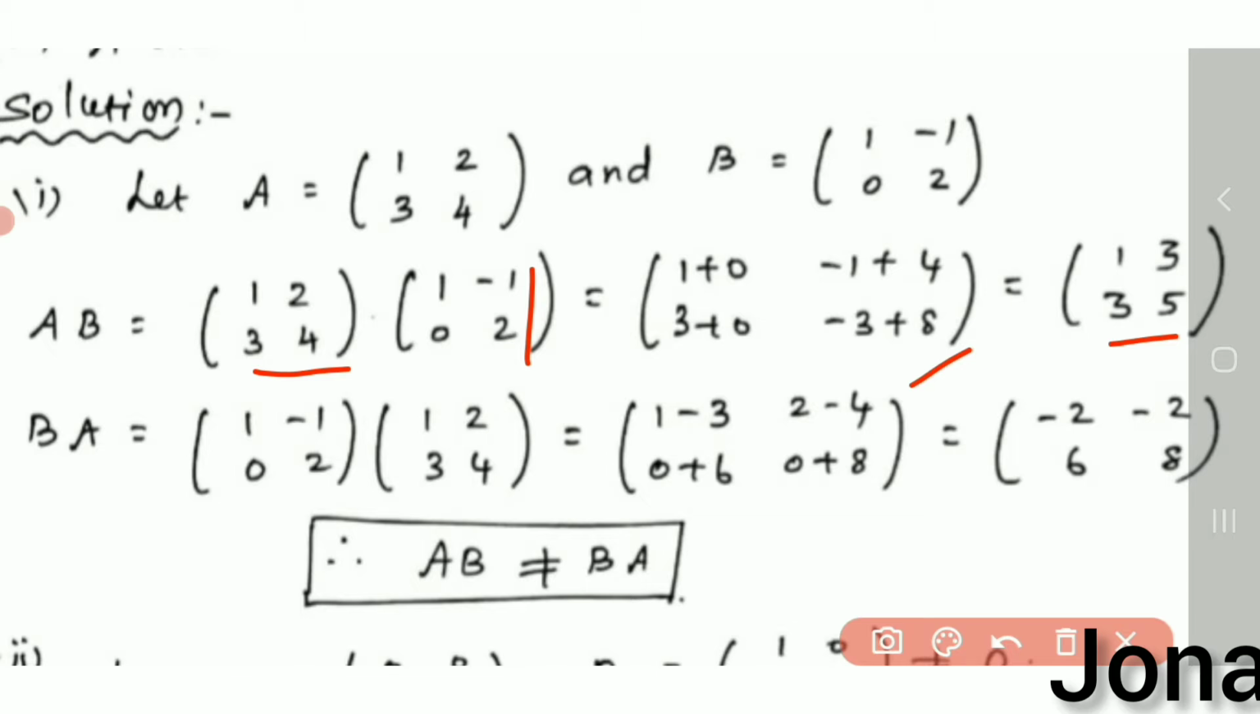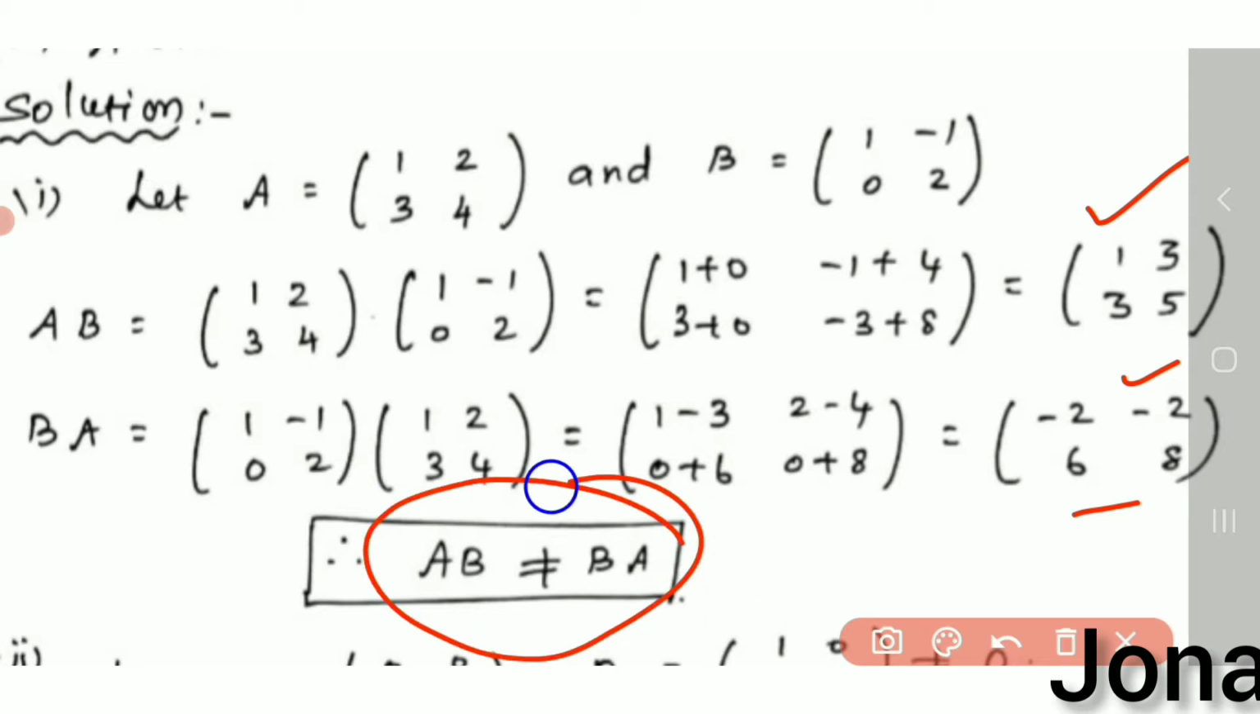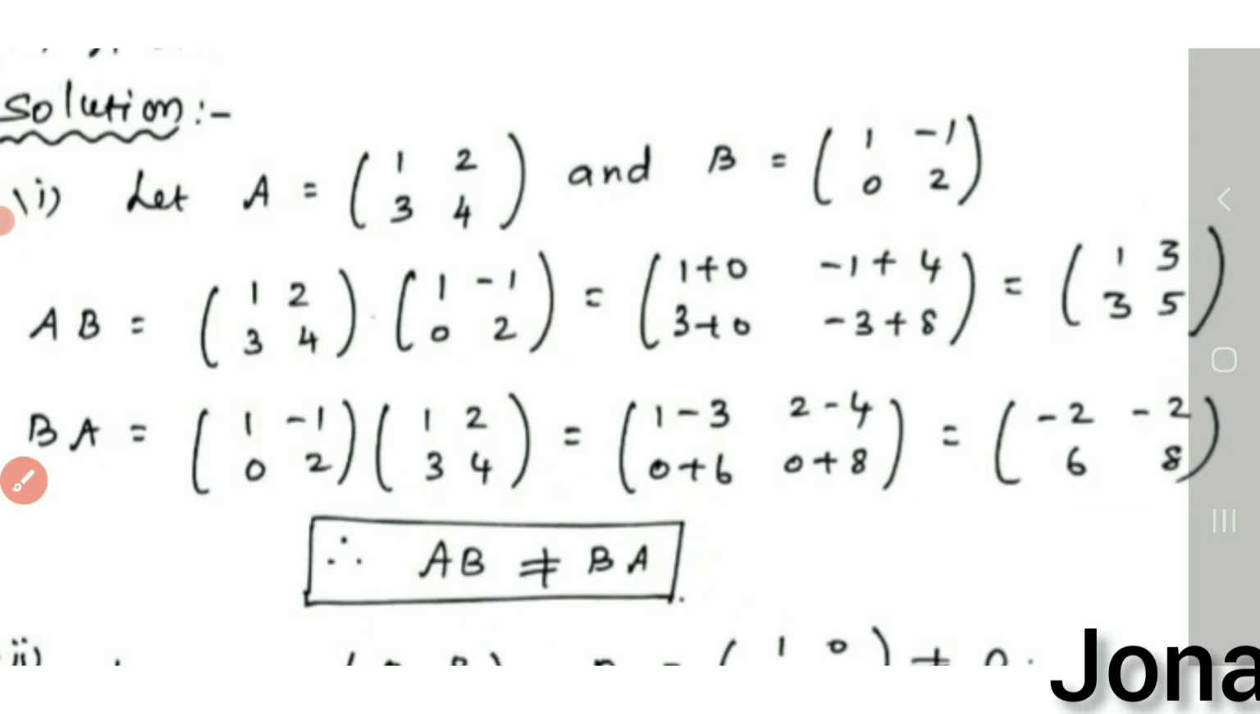And then we want to find the value of BA. So BA is B, the matrix of B is here and A is here, by using the matrix multiplication as usual. So first row first column is 1 minus 3, and then first row second column is 2 minus 4, then second row first column is 0 plus 6, and then second row second column is 0 plus 8. If you simplify this, we have -2, 6, 8. So here this is not equal to this one. So we can easily say AB is not equal to BA.